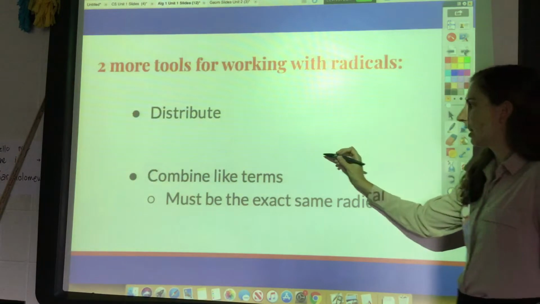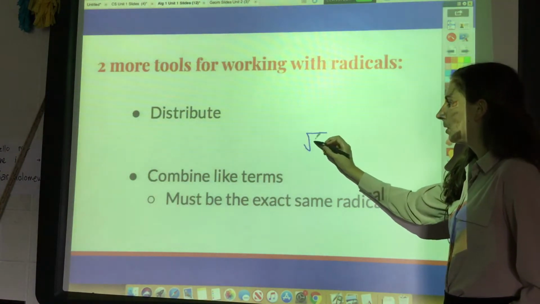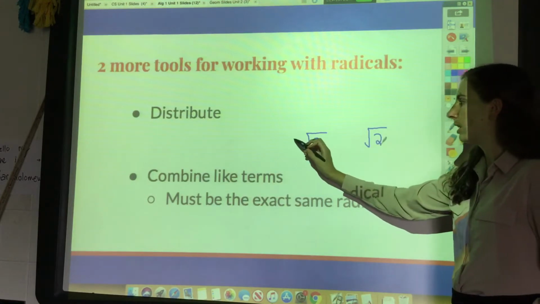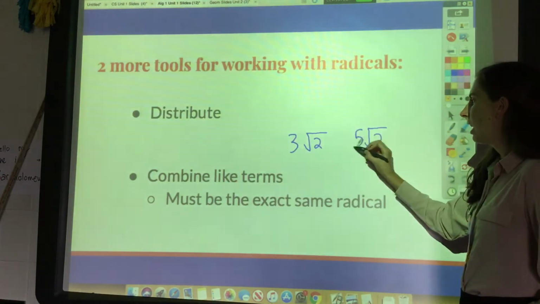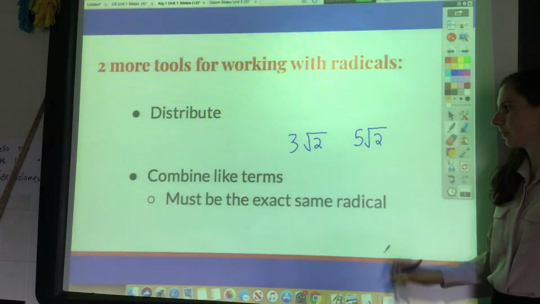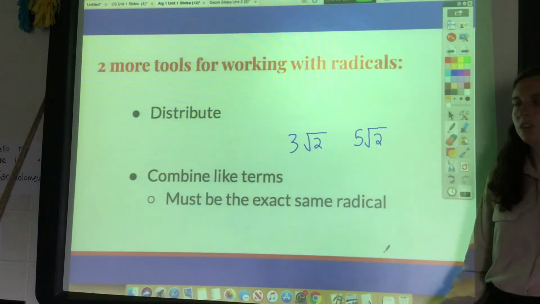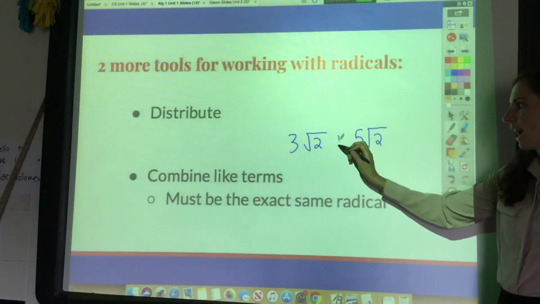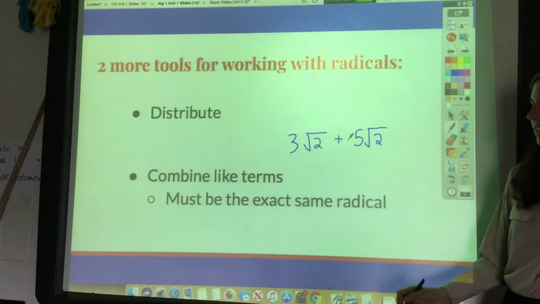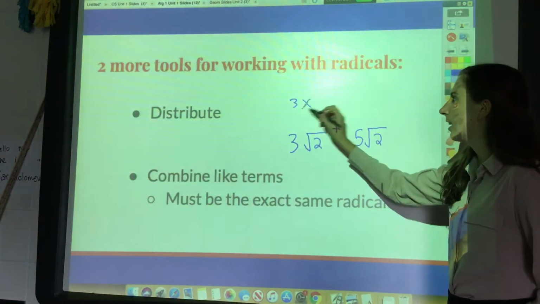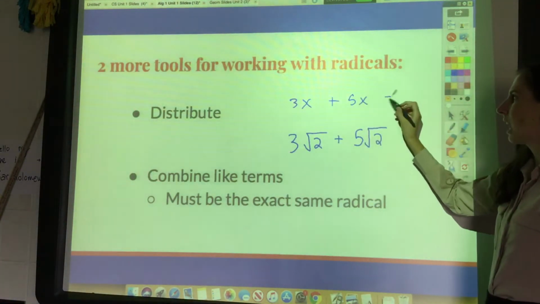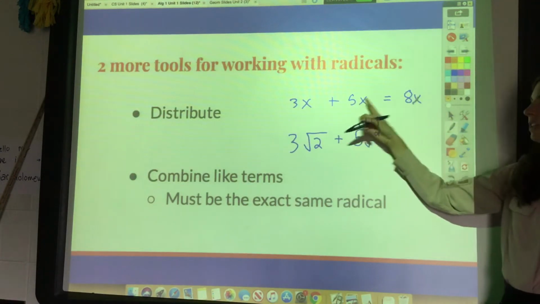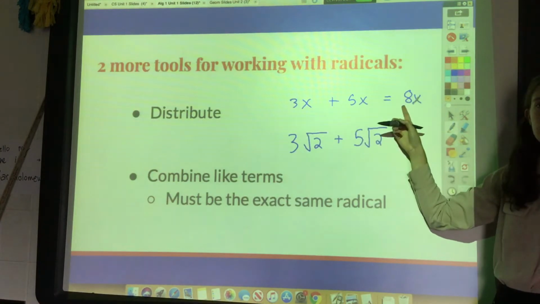What I mean by that is, like, the square root of 2 and square root of 2. Say this would be 3 square root of 2 and 5 square root of 2. See how these have the same radical? They both have a square root of 2. That makes them like terms. So if I were adding them, just imagine this was an x. If I had 3x plus 5x, I would get 8x. The coefficient in front adds, but the x part stays the same.